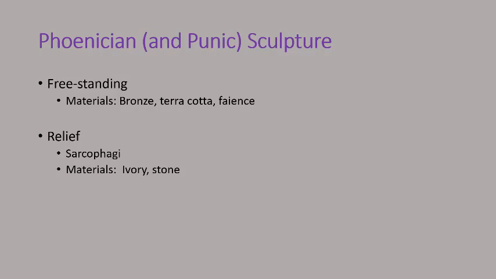So here we're going to talk about freestanding and relief sculpture as well, just like we did in the Greek world. Freestanding sculpture is going to include things made out of bronze and terracotta and faience, which is a glass-like substance. Relief sculpture is going to probably be found best on examples from sarcophagi, and materials are going to include relief on ivory and stone.